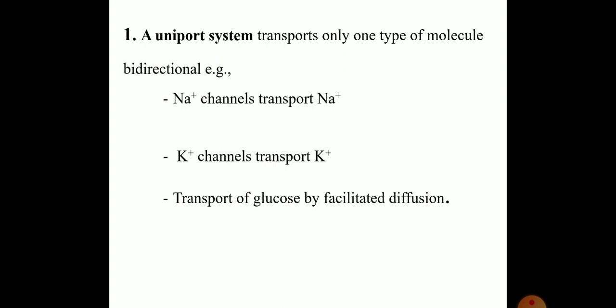A uniport system transports only one type of molecule bidirectionally. For example, sodium channels transport sodium, potassium channels transport potassium. Transport of glucose by facilitated diffusion are the examples for uniport transport systems.